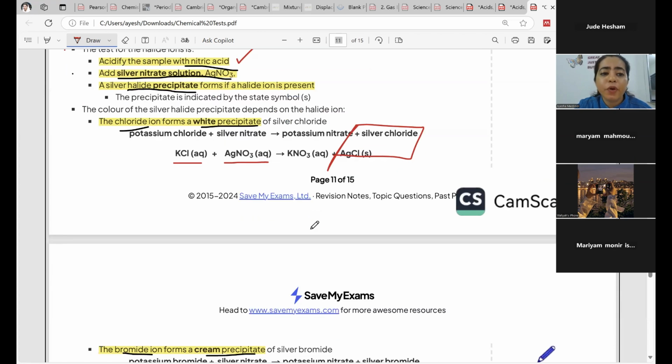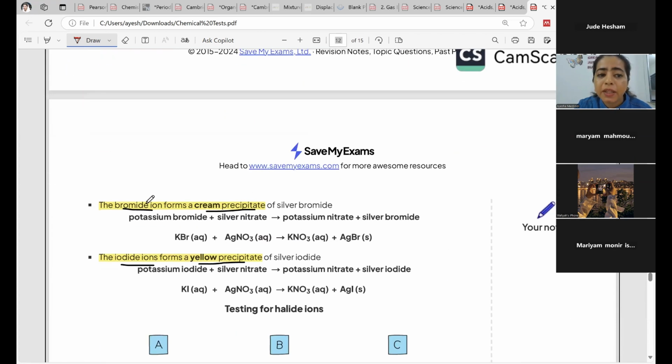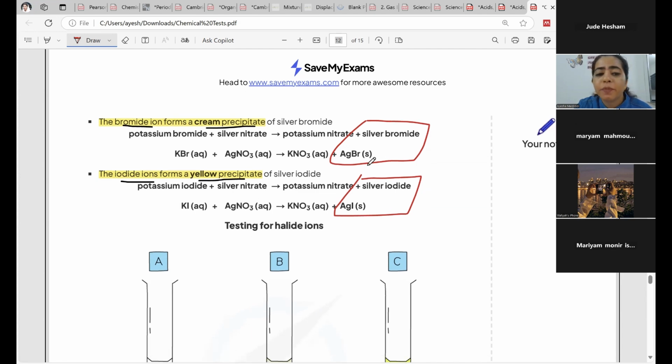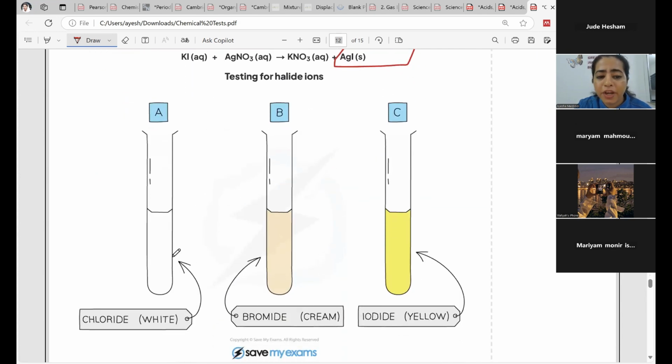Okay. So if you have bromide, in case of the bromide, the same equation will happen. You can write the same equation, and the color for the silver bromide over here is going to be a cream precipitate. And then for the silver iodide, it is going to be a yellow precipitate. So the reactants are the same, like silver nitrate you have to add in all, and you will be getting 3 different precipitate colors, which will confirm the halide ion. So this will be a white precipitate, cream precipitate, or yellow precipitate.